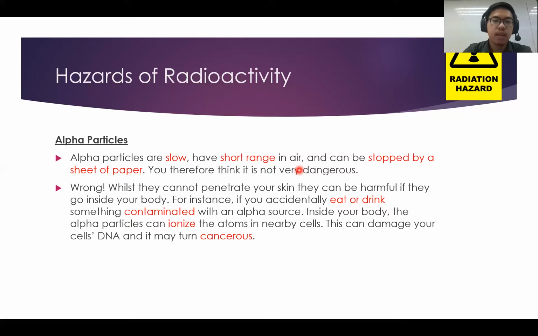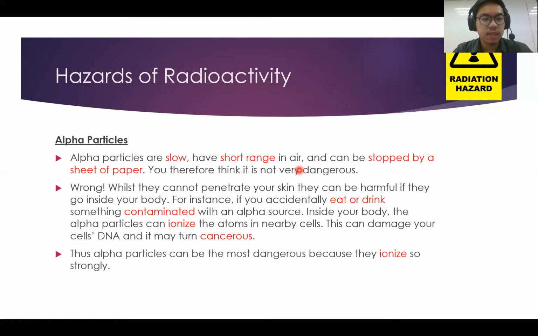damage inside your body. For instance, if you accidentally eat or drink something contaminated with an alpha source inside your body, the alpha particles can ionize the atoms in the nearby cells. This can damage your cell's DNA, and it may turn cancerous. So it can give you cancer because of its ionizing capabilities. So if you remember, when it comes to the three radioactive types, alpha, beta, and gamma, alpha is the most ionizing. That's why it can ionize your atoms in your cells. Right? And that's why you never eat in the lab, because it can be contaminated with radioactive substances. You never know. Okay. Thus, alpha particles can be the most dangerous because they ionize so strongly.